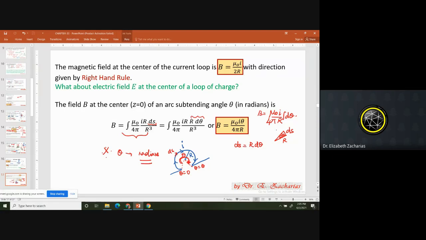Now, what if it's a full circle? If it's a full circle, let us just do it and see. B will be equal to mu naught I times 2 pi, since the angle subtended is 2 pi, divided by 4 pi r. Let's see what result we are getting.